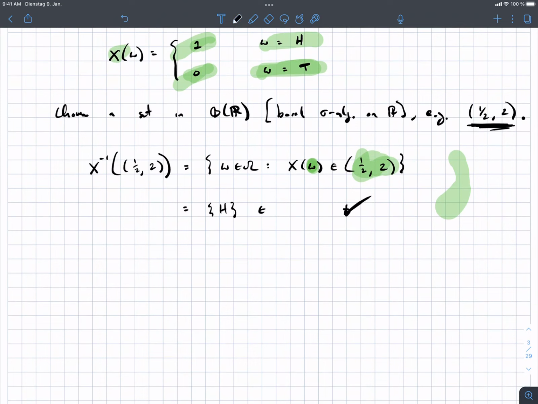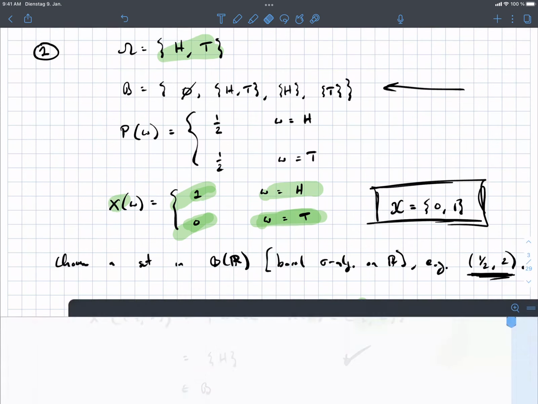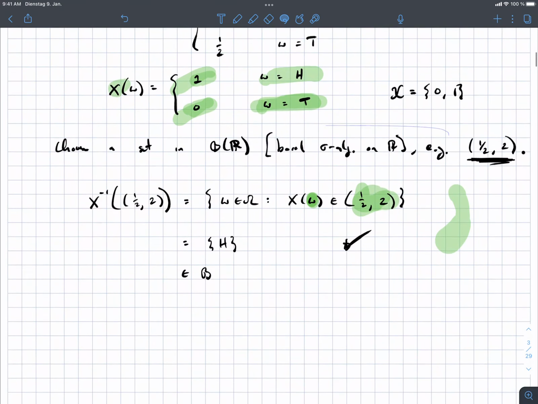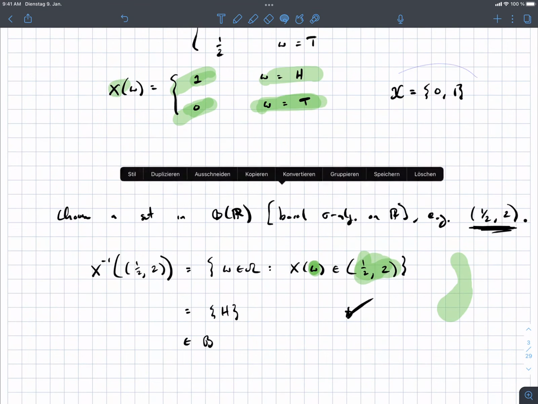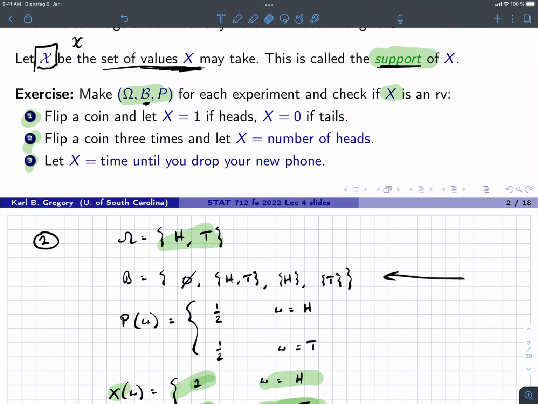Let me make this neater. Let me also point out the support of x is 0, 1. So this thing we call the support of x, that's not the number of values x can take, it's the set of values that x can take. So that's 0 and 1. So let me put this here. Let's look at the next one.